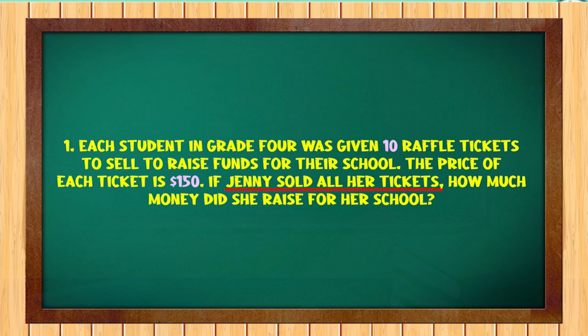But you might be saying all is not a number, but it is implied from the beginning of the problem that Jenny had 10 tickets in all, because it said each student in grade 4 was given 10 raffle tickets, and that would have included Jenny as well. So we know Jenny got 10 tickets and she sold all 10 of them. So we have to multiply 150 by 10.